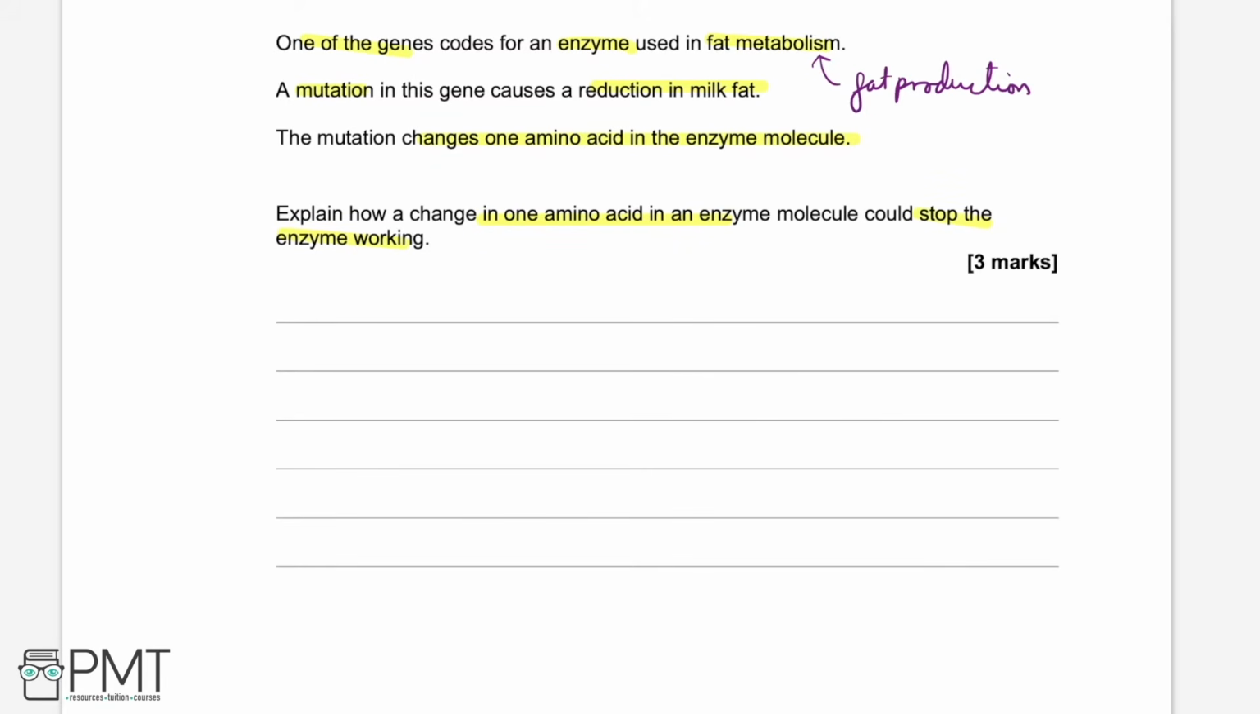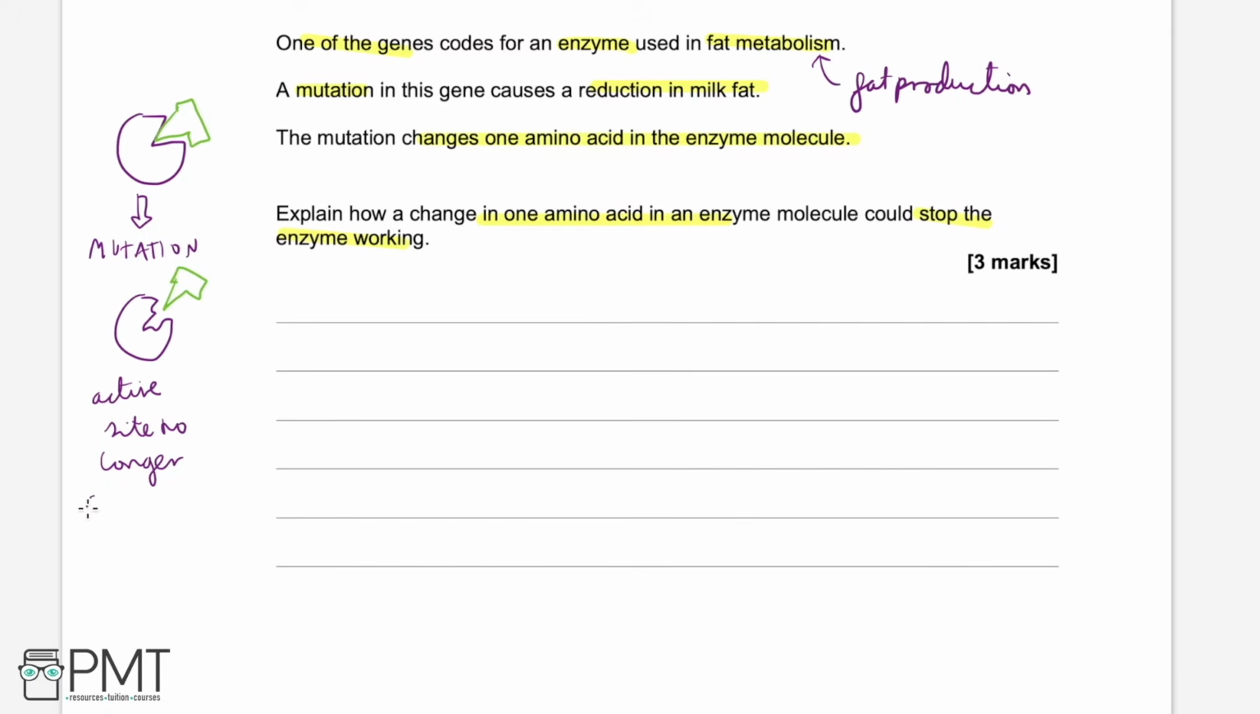So to explain, we need to describe what is happening and then how this is actually going to affect the biological process. Well, let's think about this. Normally, an enzyme will have a specific active site. But following mutation, this active site may change shape, so it is no longer complementary to a given substrate. This is the way in which an enzyme would become non-functional. So the active site is no longer complementary to the substrate.